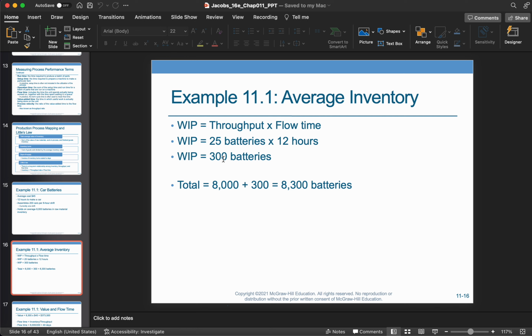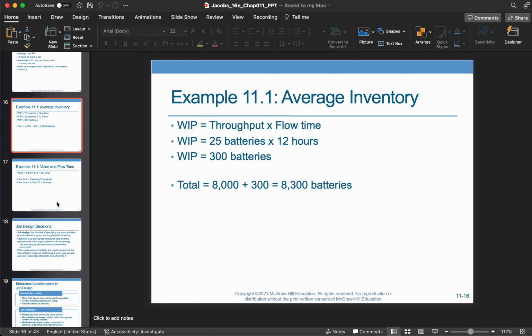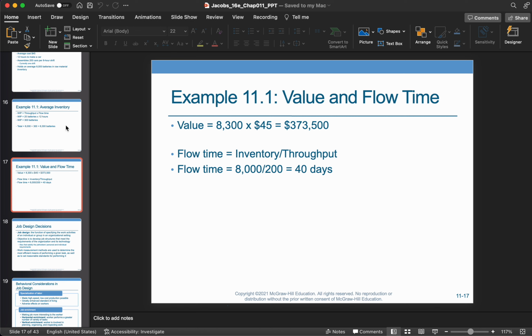So the amount of work in process inventory that is on the floor is 300 batteries, because they have not gone through the whole of their assembly just yet. They are almost done, but they're not completely done. So there are 300 batteries on the floor and 8,000 batteries that are raw material. So in total, you have 8,300 batteries in inventory. If the cost is $45, the total value of inventory is $373,500.